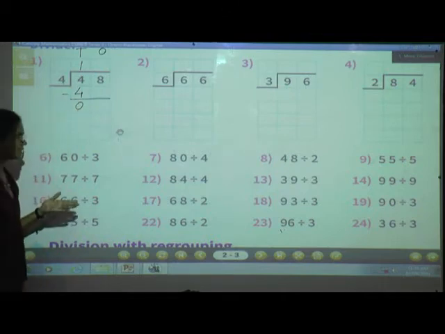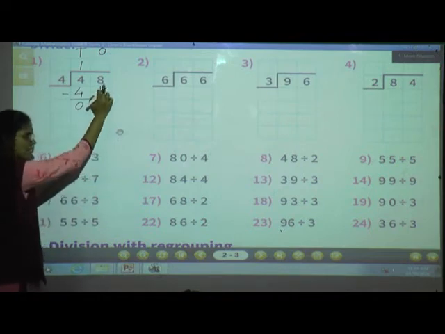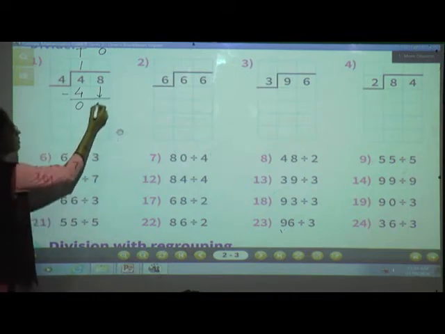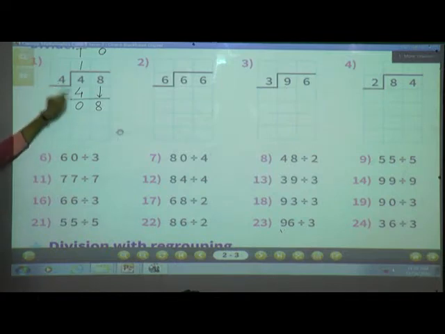Now in the second step, what do we have to do? Yes, this 8 which is at the ones place, we have to take down here. We bring this 8 down. Now what do you have to do with 8 divided by 4?